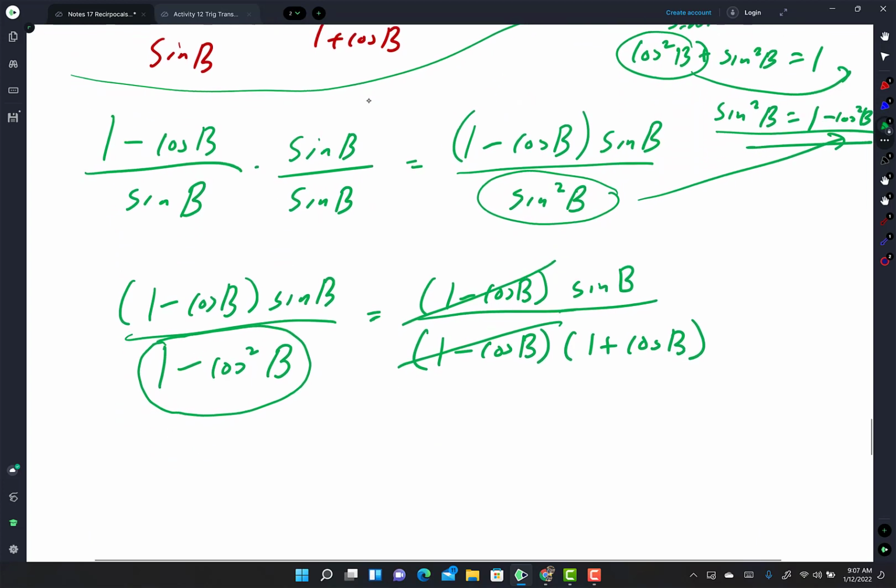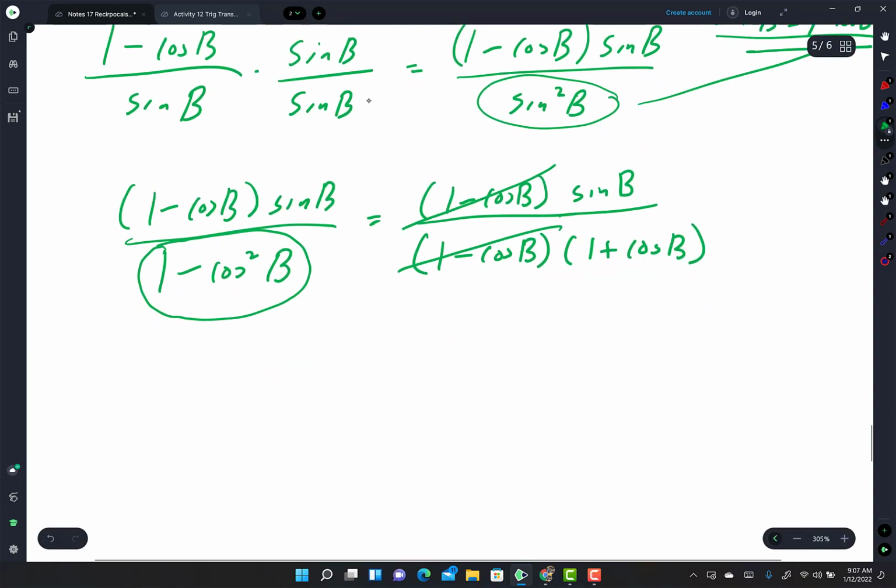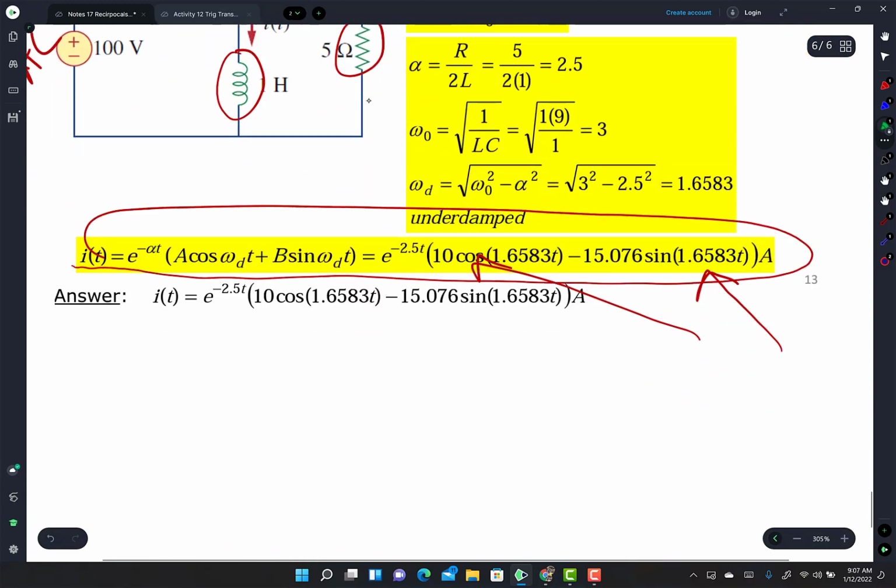So it does not matter how you start. If you understand the logic, if you understand the identities, you will get to the right answer. Cool or not cool? So what we're going to do right now, guys, we're going to do an activity.